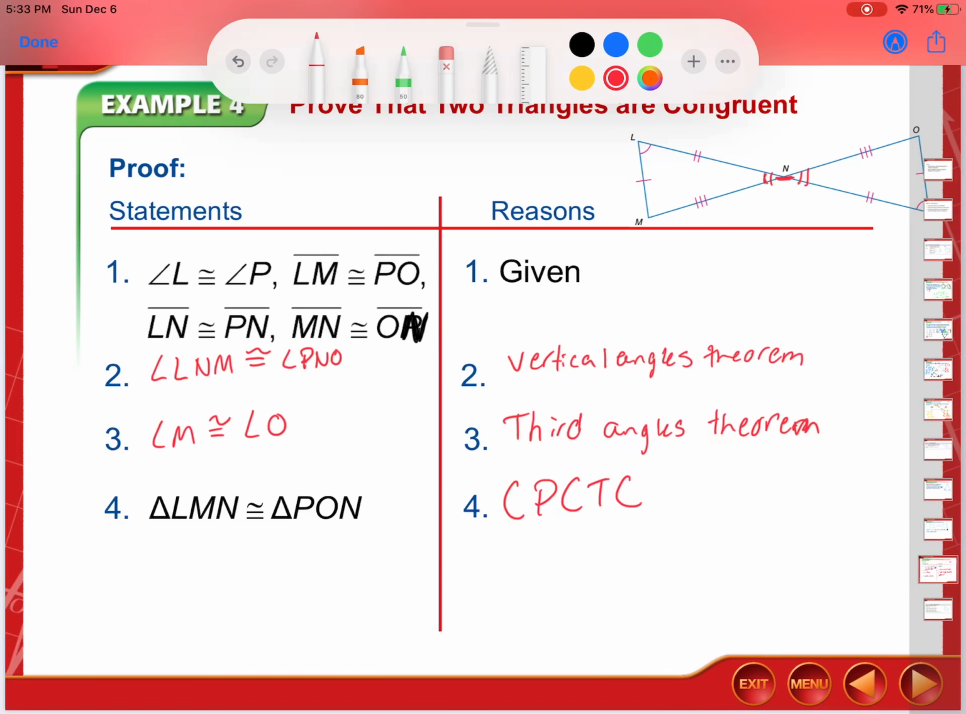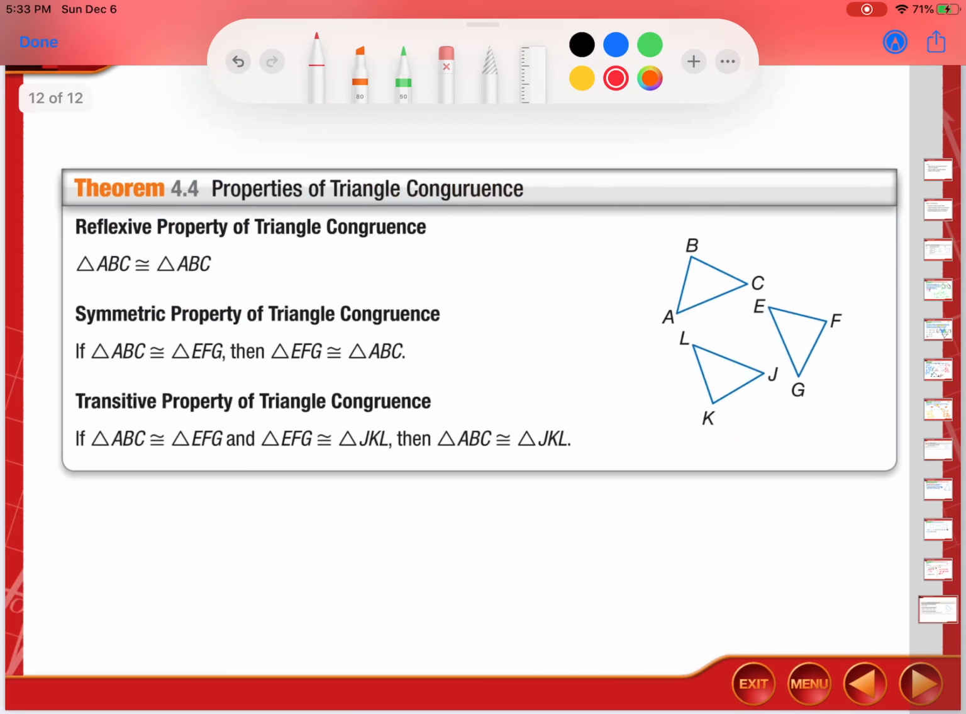Anytime we're trying to prove triangles congruent, guess what that last reason is going to be 99% of the time? CPCTC. I'll say it another 500 times. I'll put out a video and it'll just be me saying it on loop for you. It's like a podcast, but better.